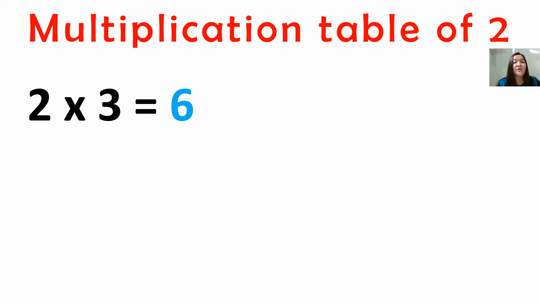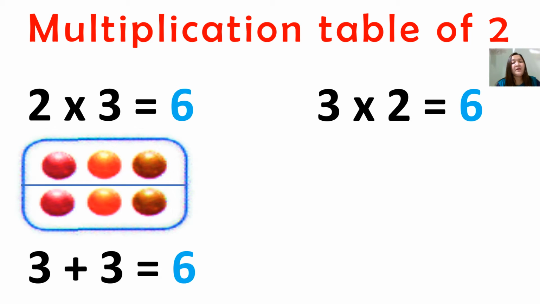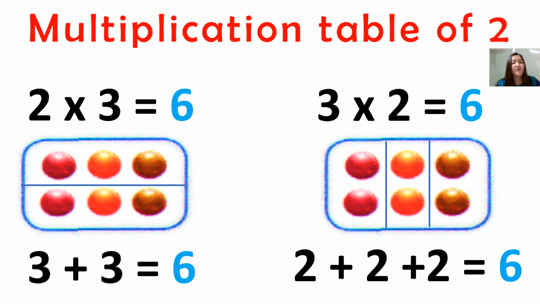2 times 3 is equal to 6. We have 2 groups of 3 balls. In addition form, we could write this as 3 plus 3 is equal to 6. 3 times 2 is equal to 6. We have 3 groups of 2 balls. In addition form, we could write this as 2 plus 2 plus 2 is equal to 6.